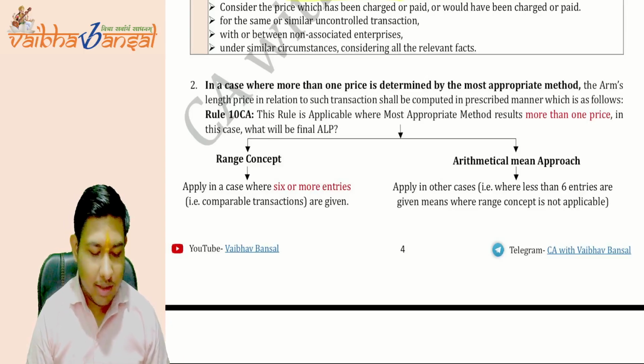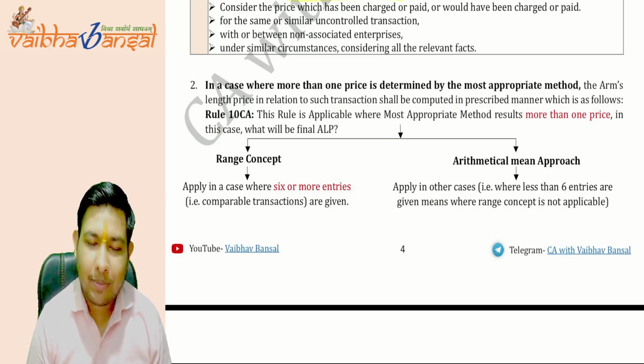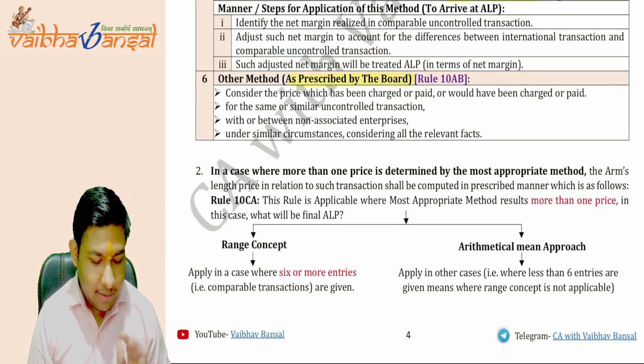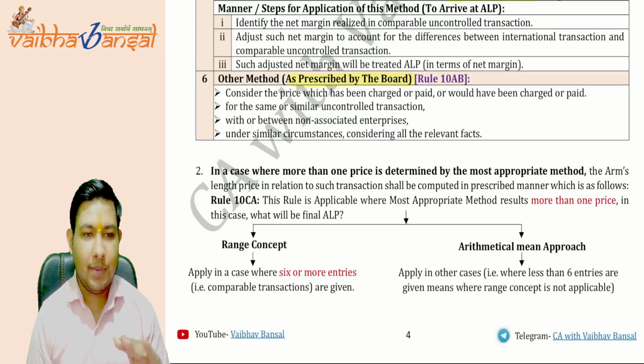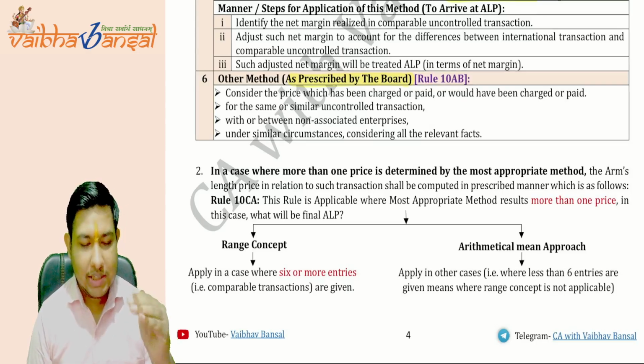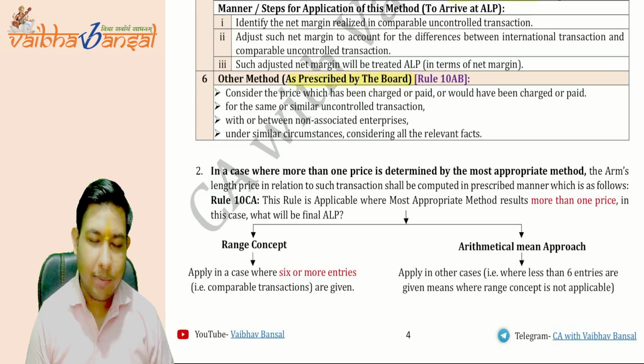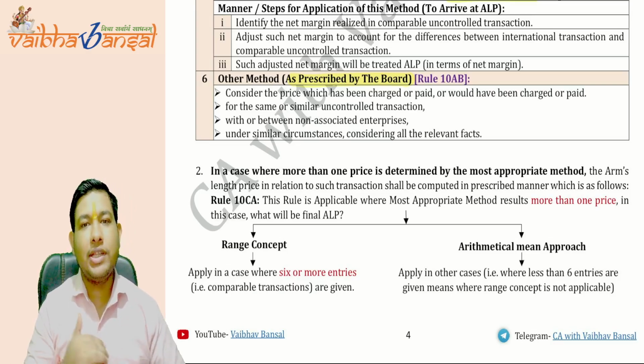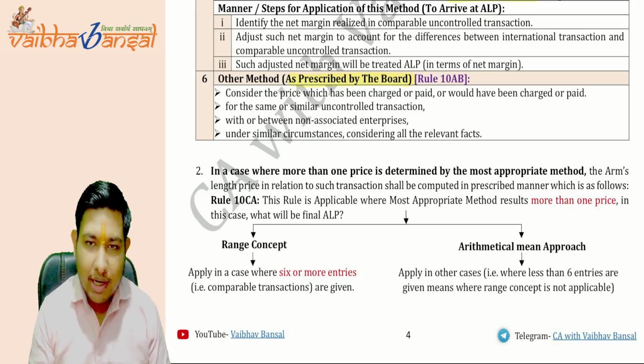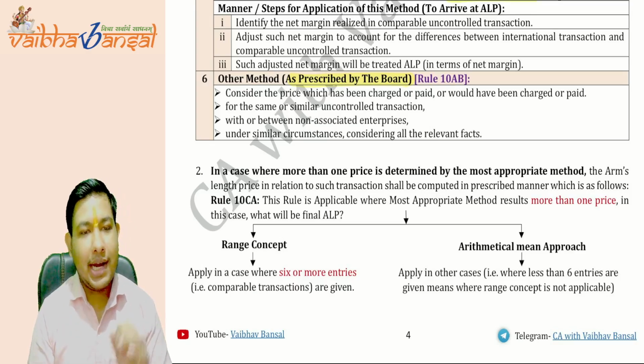This is Vaibhav Bansal. Today we are going to resume our transfer pricing chapter. Till yesterday we have completed the point number 6, the other method. All the most appropriate method list that the government has given to us. We have completed all the methods of computing the transfer price, of computing the ALP, arm's length price. Now we are moving ahead with the range concept.